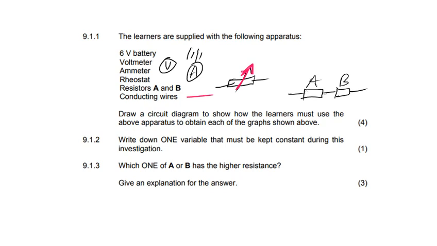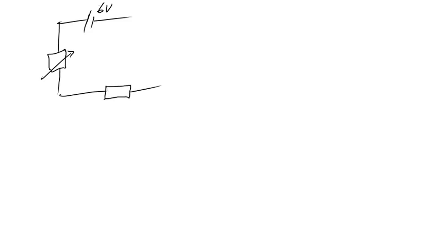So we have to draw this. Remember, we're gonna draw a series circuit. You've got a battery, then you can write 6 volts there. And then you've got a rheostat, you just draw the line there. And then you've got a resistor, whether it's resistor A or B. They didn't say if they are connected in parallel or series, so you're just gonna use one resistor.